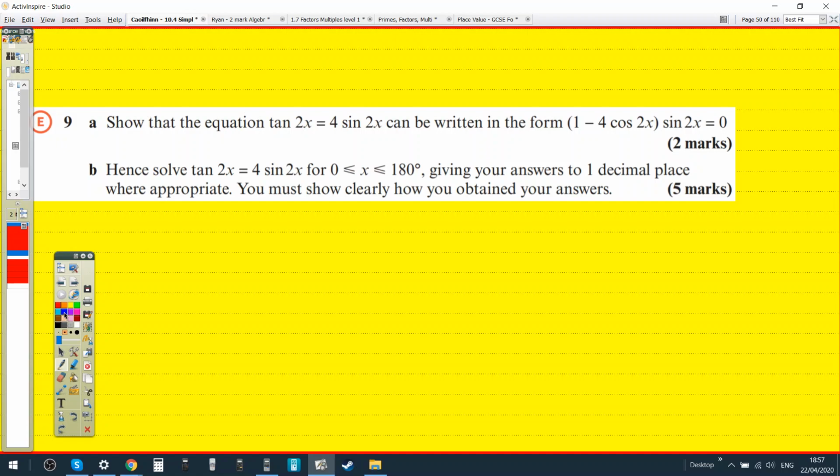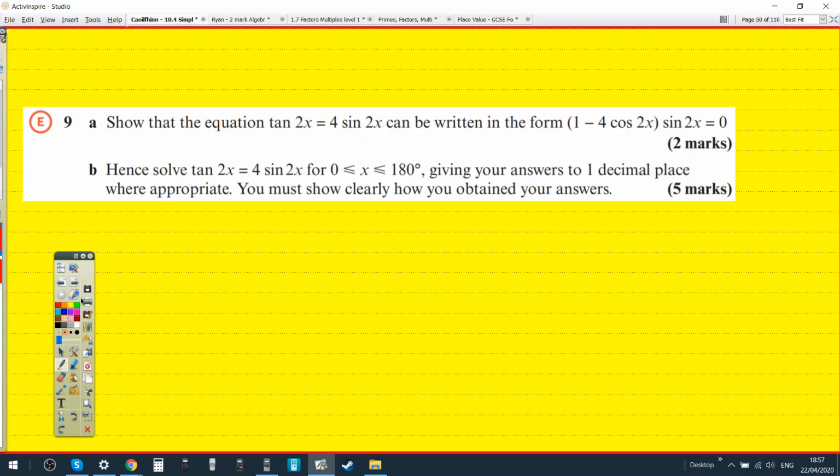Don't you have to focus on one side first? Don't you have to what, sorry? Oh wait, no. We want to get rid of tan. How do you get rid of tan?